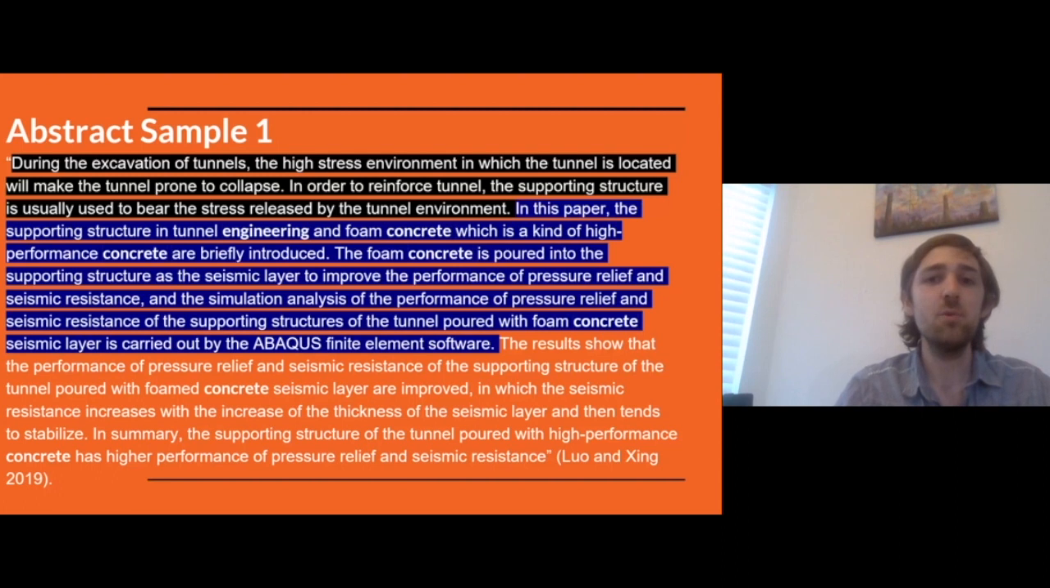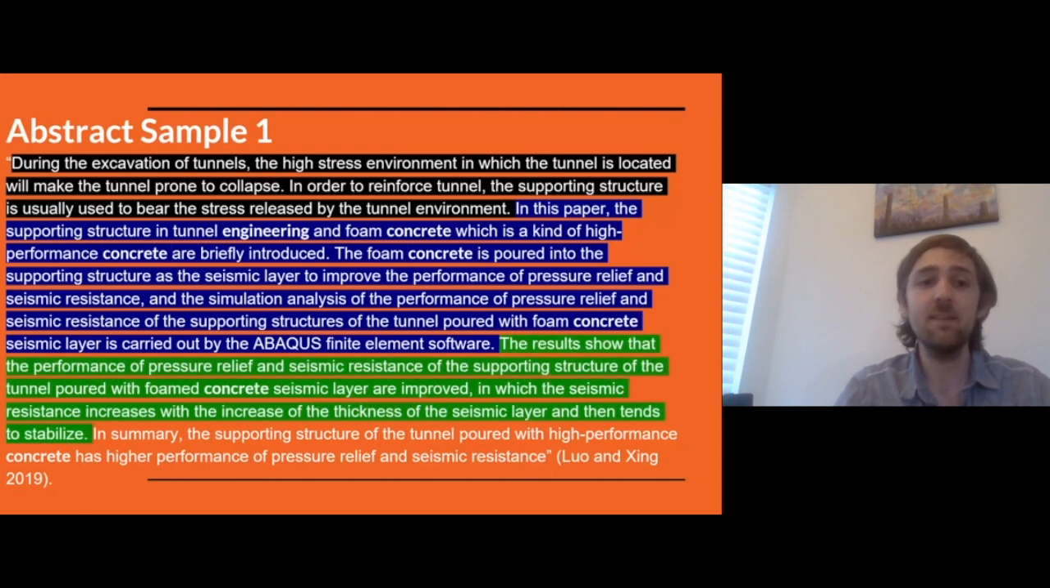Then we move on to a larger methods section. And as you can see, this simply summarizes steps taken in the paper and steps taken in the experiment that the paper is describing. Then moving on, we see a results section, very clearly flagged by the authors of this abstract with the phrase, "the results show." So we can see that here we're going to discuss what we learned while looking at this experiment. And then finally, a miniature discussion section. In summary, the supporting structure of the tunnel poured with high-performance concrete has higher performance of pressure relief and seismic resistance.